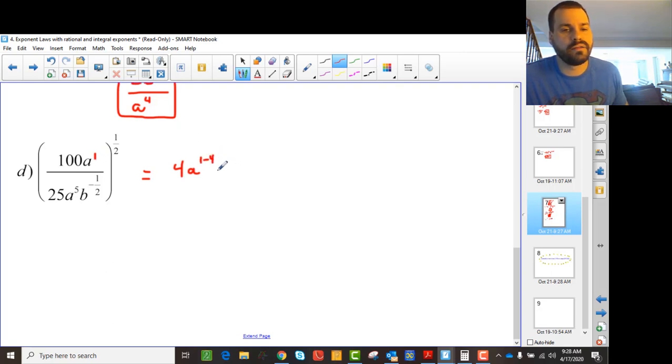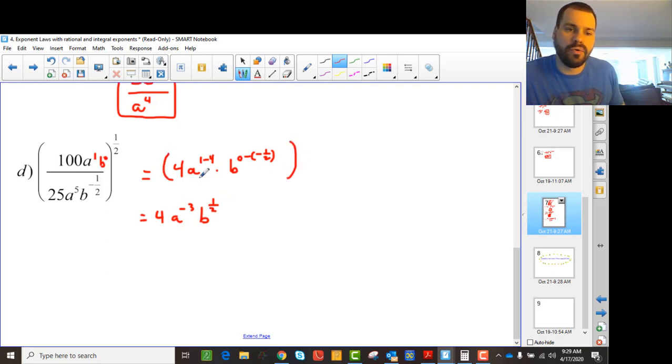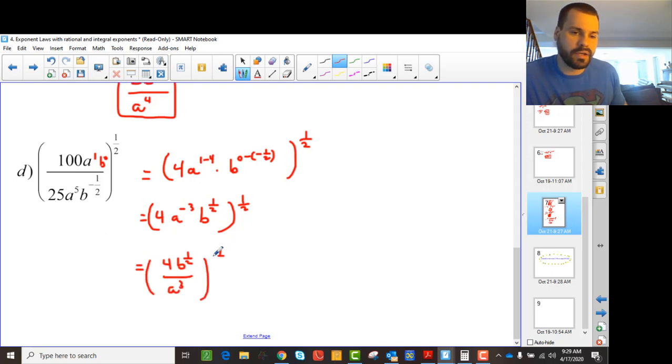And then times. And then you notice there's no b here. But I could sort of theoretically write that as b to the 0. So I'm going to go 0 minus 1/2. Okay. So I'm going to get 4a to the negative 3, b to the 1/2. Okay. And remember that this whole thing is raised to the 1/2. So what I'm going to then get is I'm going to have 4b to the 1/2, and then I'm going to take this negative power and put it down in the bottom, so a cubed, all raised to the 1/2.